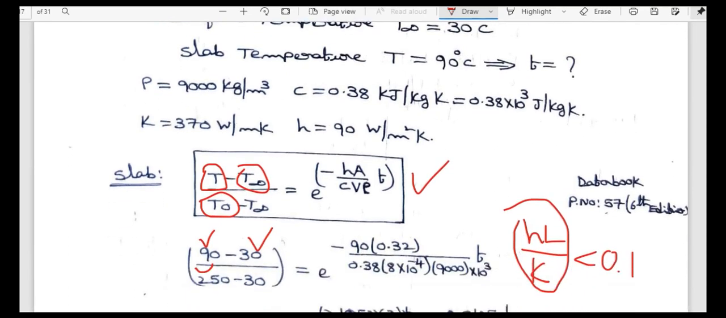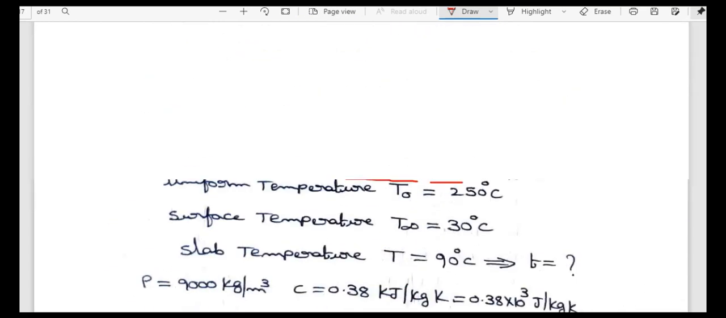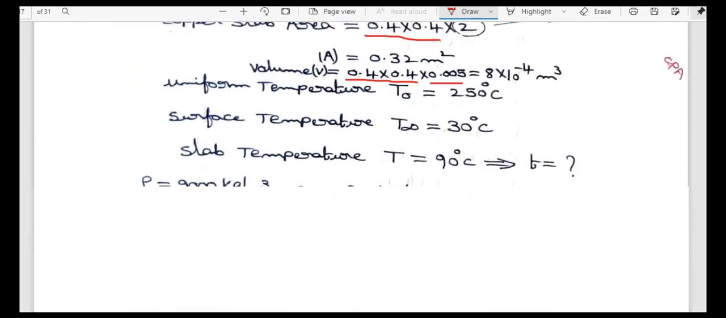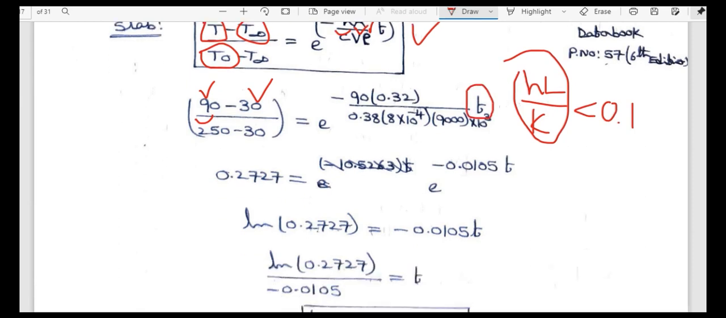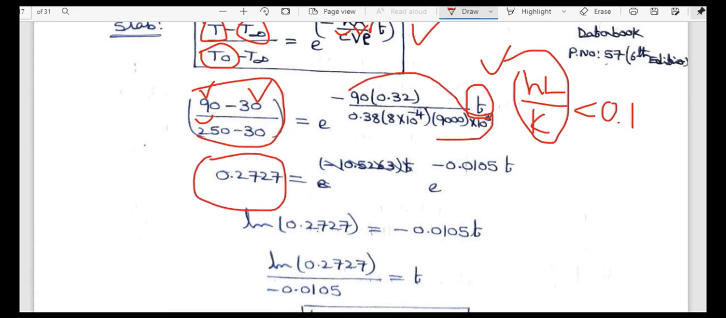Next I can substitute these values. So here the H value is equal to 90 watt per meter square Kelvin. Area is equal to 0.32. So now I can substitute the area value and C value, V value and density value. So here t is the unknown parameter. Now I can calculate the t value. What is the time? So here this value is 0.2727 and this is in terms of t. So here t is the unknown term.